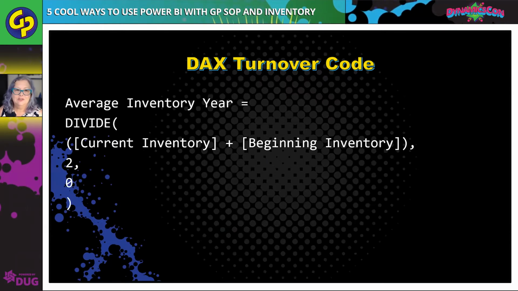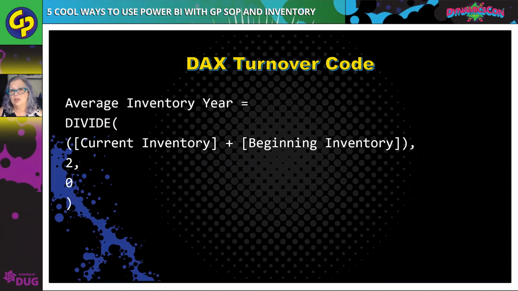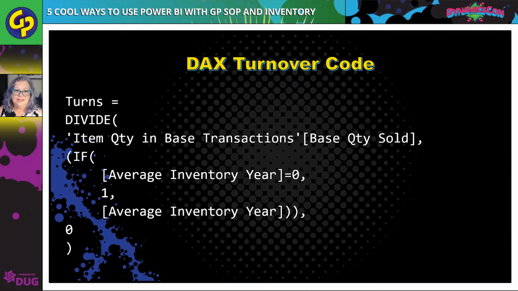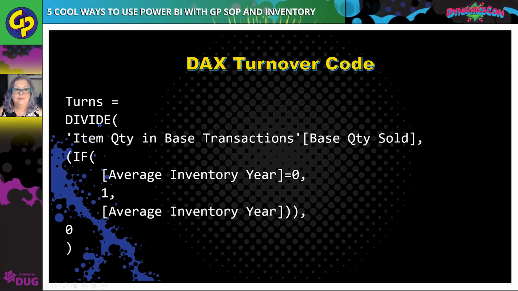To get the average inventory for the year, I'm taking the beginning inventory and adding the ending inventory to it and dividing it by 2 for the year. So if you want to look at quarters, then you should change that number so that you're looking at different pieces of information. Now, also, for the turnover, I have my items sold, and I am dividing that.